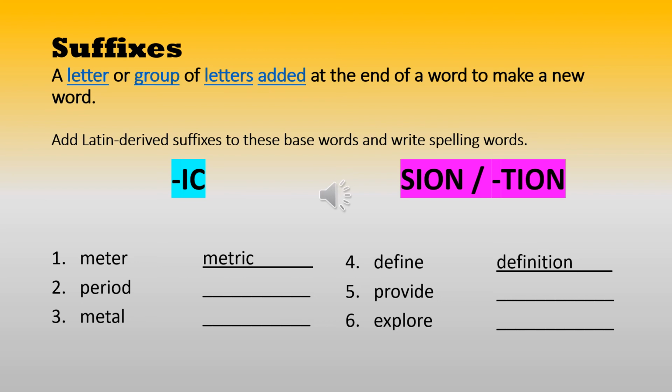But remember, go back to your spelling work list and find out which one is the answer. Explore. Find out if sion is the right answer or tion. Where can you find that answer? Go back to your spelling list at the beginning and find out which one is the answer. Okay, so let's move to the next one.